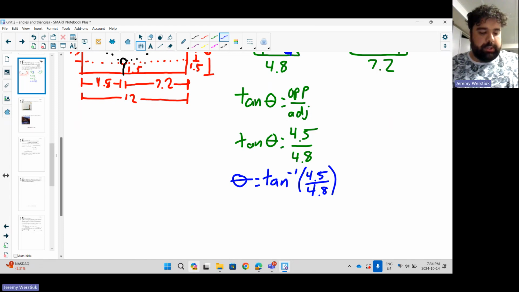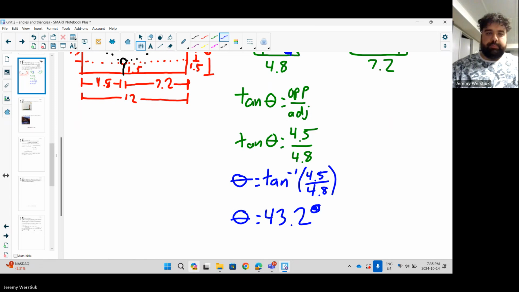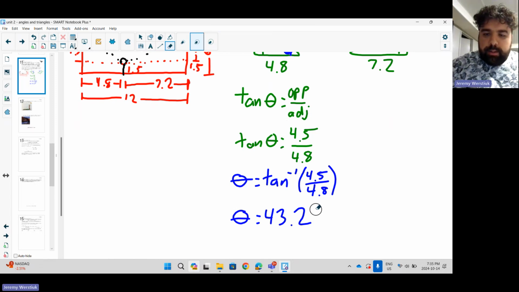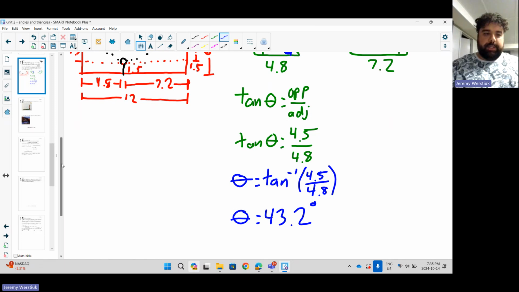Remember, check your mode, make sure you're in degrees. I get an angle of depression of 43, and it doesn't give me any specifics, so I'm just going to go to one decimal place. Let's go 43.2 degrees for that first angle of elevation. I'm going to make that a little more clear that that's a degree sign. It's the best I can do.